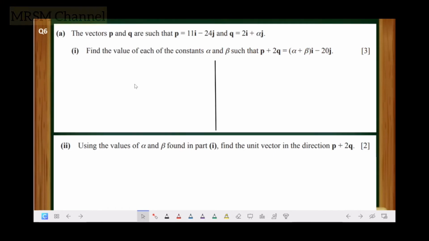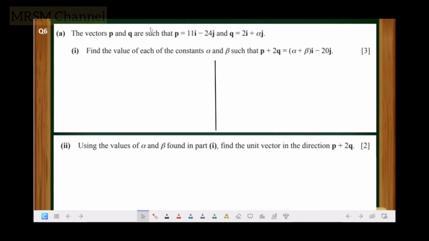Okay, next is vectors. We have 2 vectors, vector P and vector Q. Vector P is given, and vector Q is also given in terms of I and J. The question asks you to find the values of the constants alpha and beta such that P plus 2Q is alpha plus beta I minus 20J.